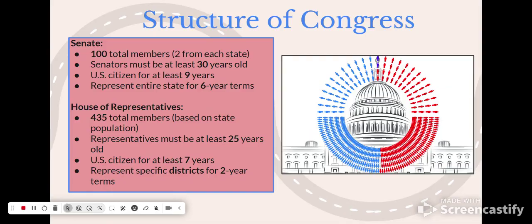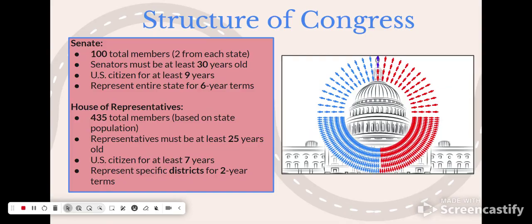The requirements to become a senator are that they must be at least 30 years of age. They must be a U.S. citizen for at least 9 years, and they will represent each entire state for a total of 6-year terms. So once they've served 6 years in the Senate, they must run again to win re-election.